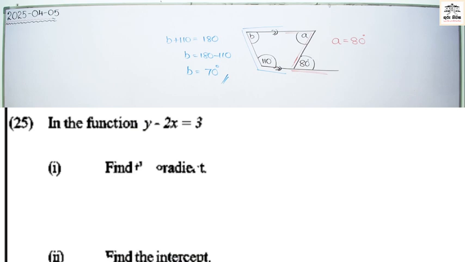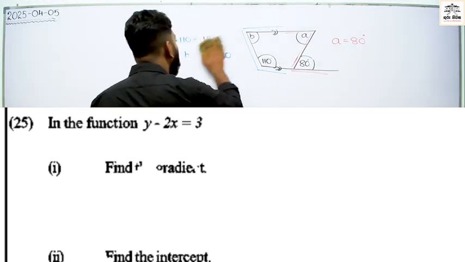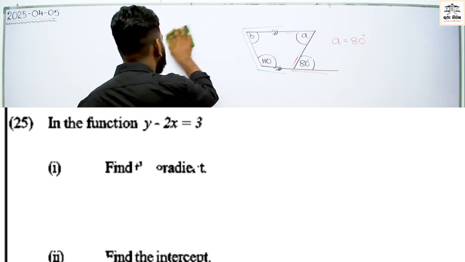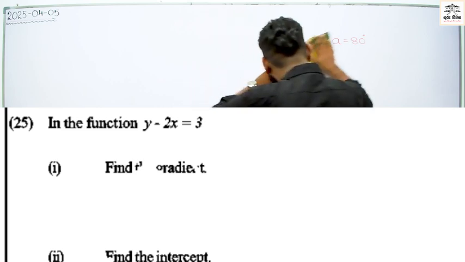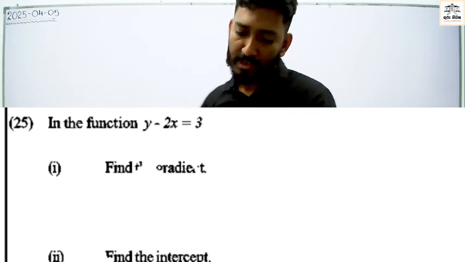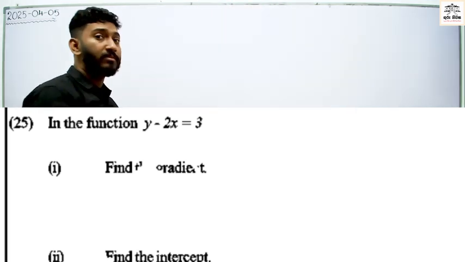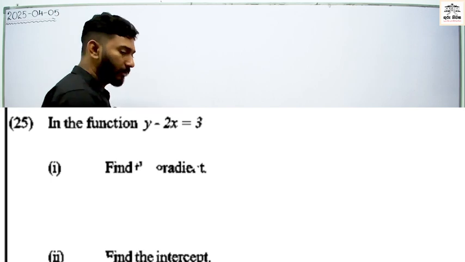Now this is the last question in Part A. Y equals 2x minus 3. Find the gradient and find the intercept. We discussed this question in our revision paper class, in the Grade 9 part and the Grade 10 paper revision class.